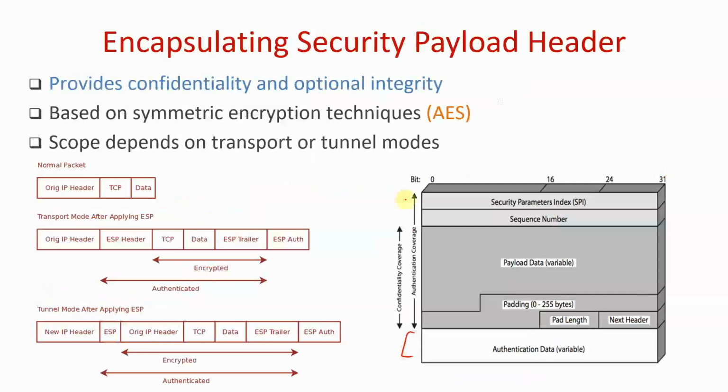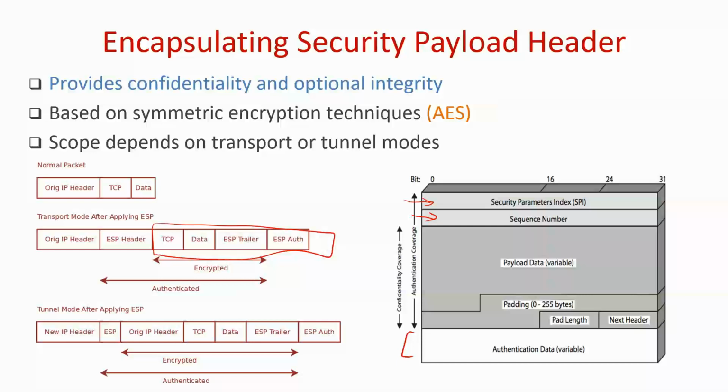Otherwise, you still have the security parameters index to identify the security association and the sequence number to prevent replay attacks. And then it depends on whether you are actually in transport mode or tunnel mode, what will be actually encrypted. If you are in transport mode, then encryption is going to apply to the payload only. That means you will encrypt from the TCP header to the data and the ESP trailer as well.